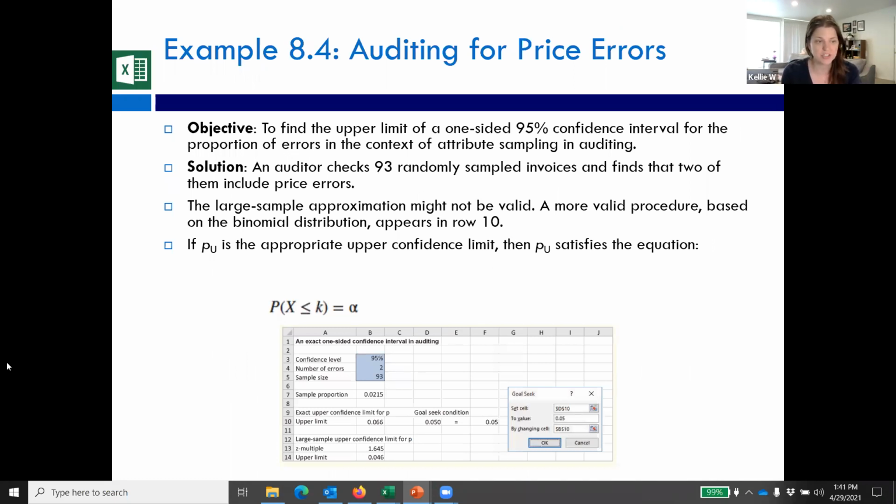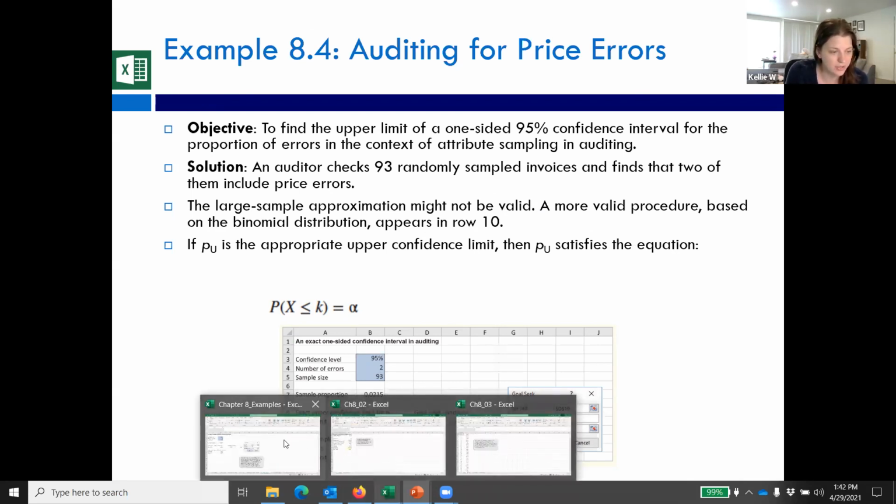So if we want to find just the upper limit of a one-sided 95% confidence interval for a proportion, we are going to look at a different example where we have auditing data. An auditor is going to check 93 randomly sampled invoices and find that two of them include price errors. So let's just look at this calculation.